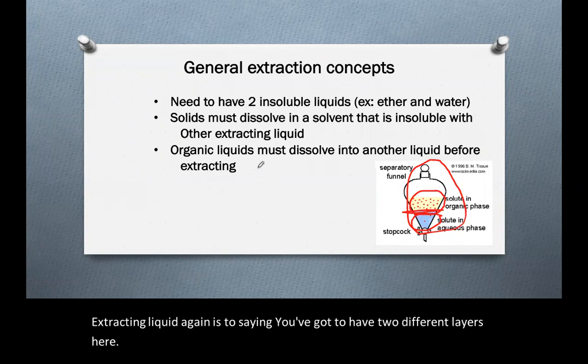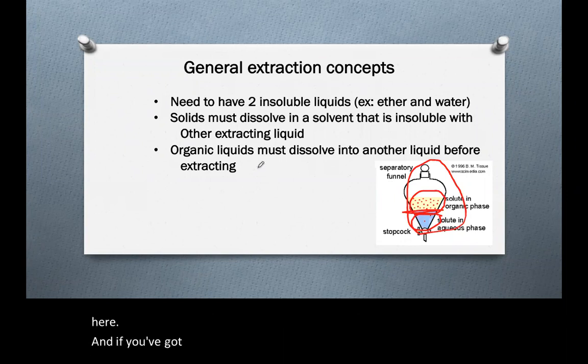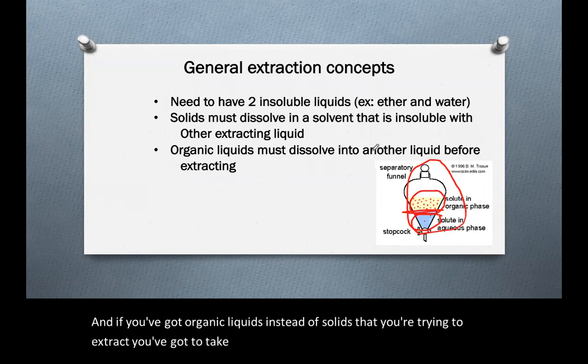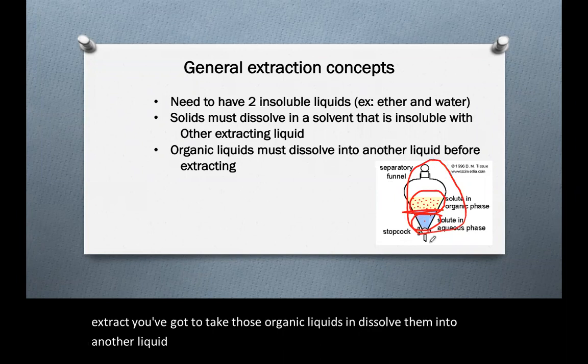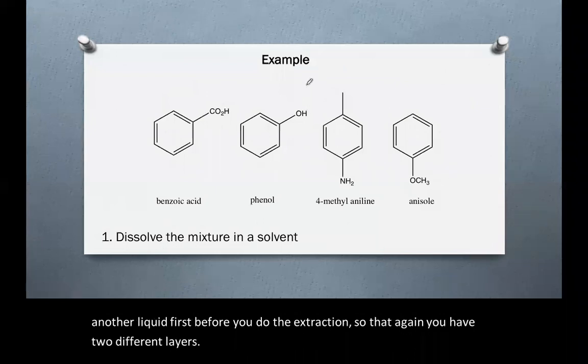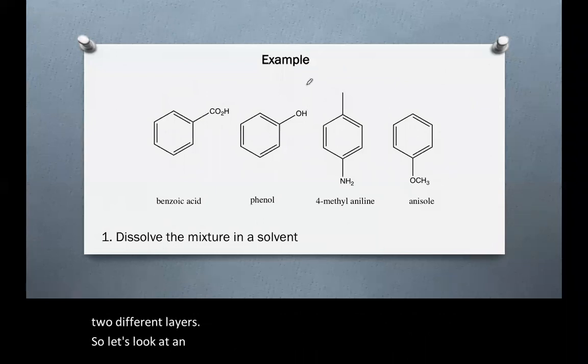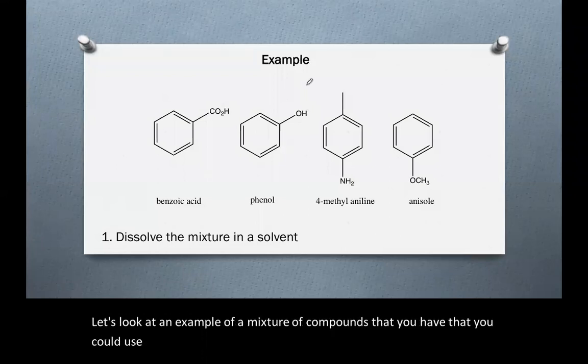And if you've got organic liquids instead of solids that you're trying to extract, you've got to take those organic liquids and dissolve them into another liquid first before you do the extraction, so that again, you have two different layers. Okay, so let's look at an example of a mixture of compounds that you could use an acid and base extraction for.